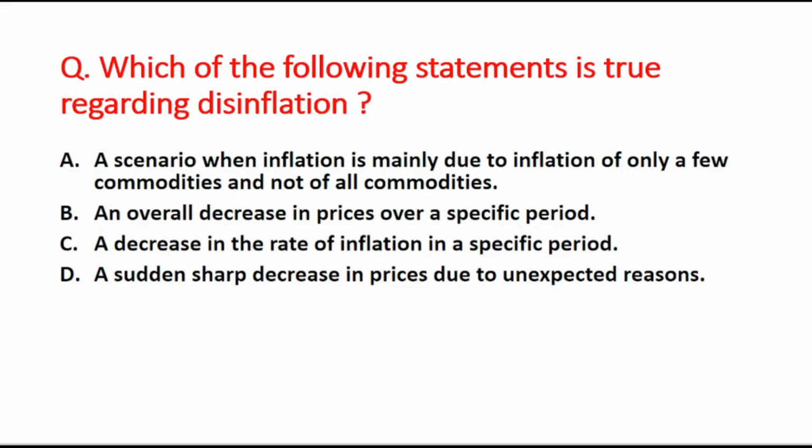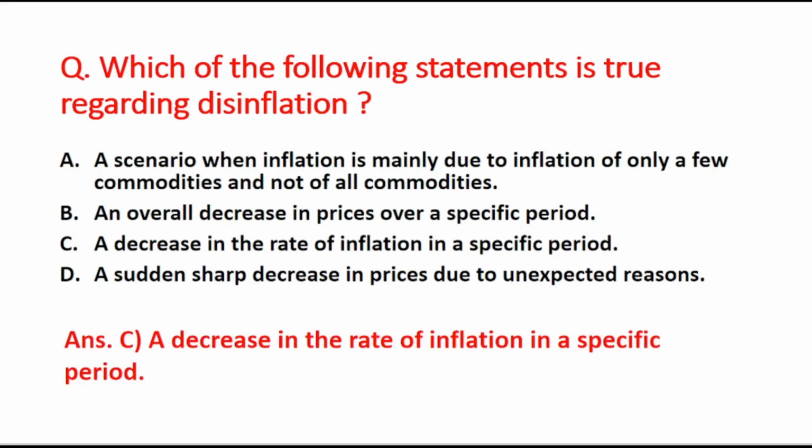Next question is, which of the following statements is true regarding disinflation? A option is a scenario when inflation is mainly due to inflation of only a few commodities and not all commodities. B option is an overall decrease in prices over a specific period, C option is a decrease in the rate of inflation in a specific period, and D option is a sudden sharp decrease in prices due to unexpected reasons. So the right answer is option C, that is a decrease in the rate of inflation in a specific period.